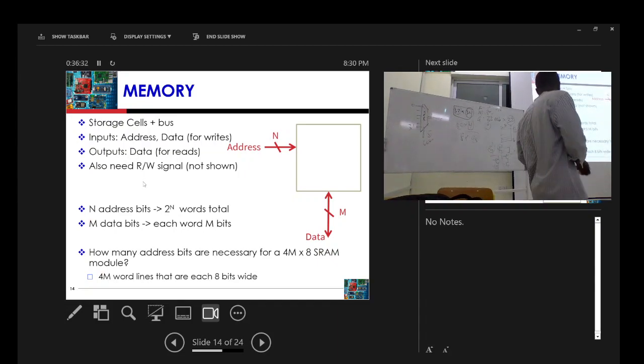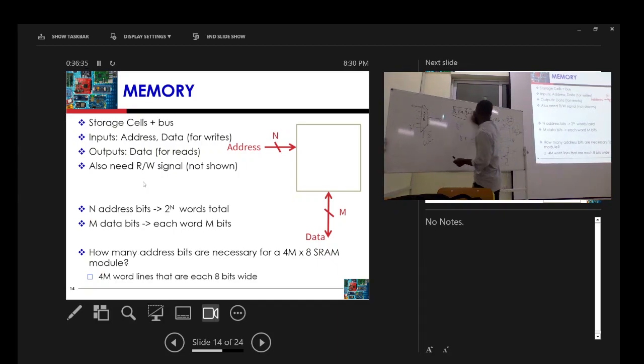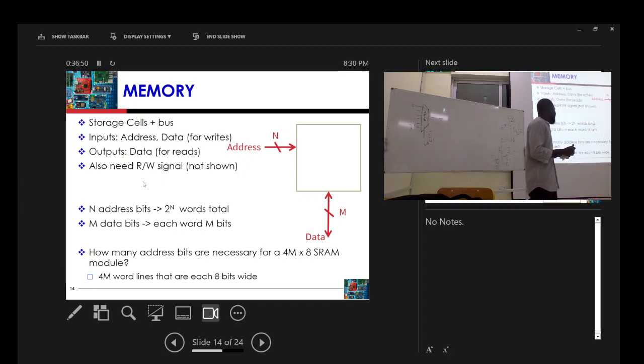Another important thing is how to calculate the address lines and the data width. You might give me something like this: how many address bits are necessary for the 4M by 8 SRAM? This kind of memory is known as SRAM. If I give you a 4M by 8 SRAM, I can ask you, what is the data width of a 4M by 8 SRAM? What's the data width? Anybody?